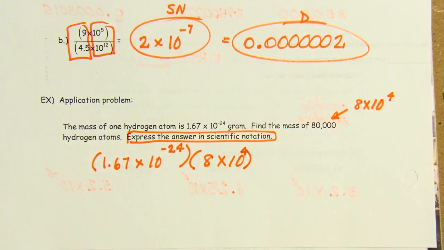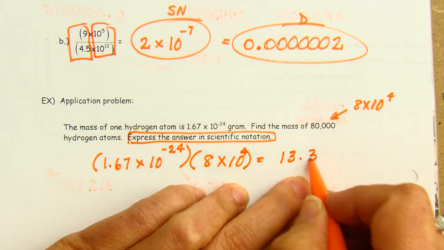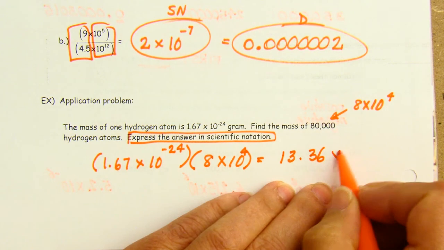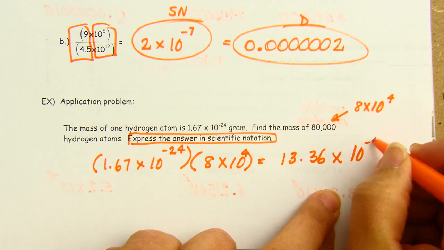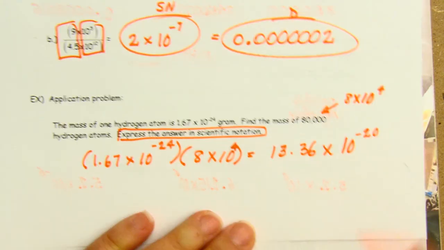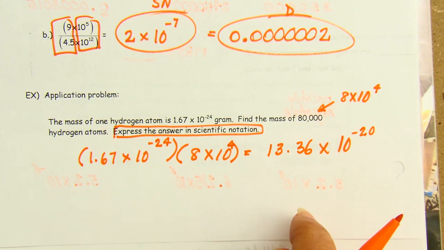Now I'm going to do 1.67 times 8. And 1.67 times 8, if you pick up a calculator, is 13.36. Powers of 10, same base, add the exponents. This is to the negative 20th power. 13.36 is a number bigger than 10. Remember, you had to be between that 1 and that 10. Less than the 10. Couldn't be at 10.